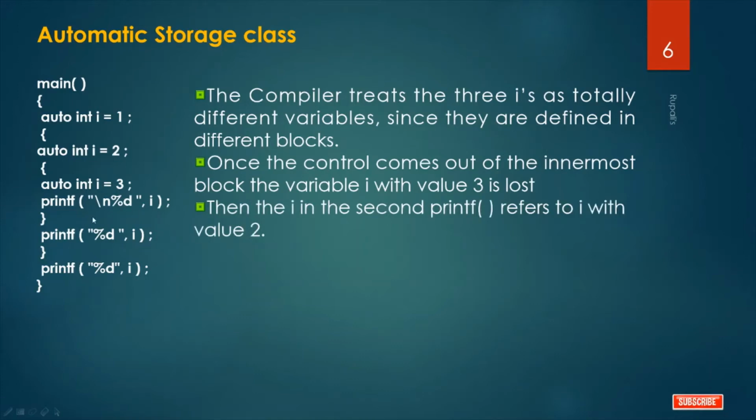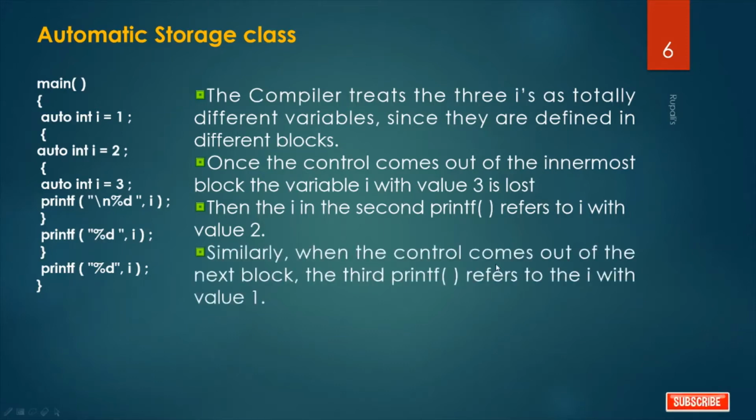Next, the I in the second printf, from this opening bracket to closing bracket, refers to I with value 2. So 2 will get printed. Then finally, when the control comes out of the next block, the third printf refers to the I with the value 1. So what will be the output? It is 3, 2, 1.